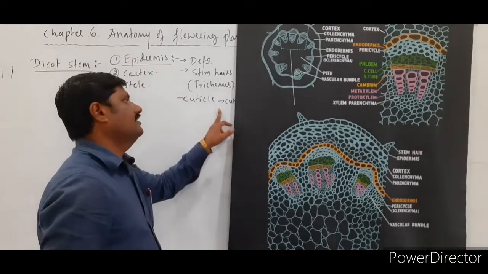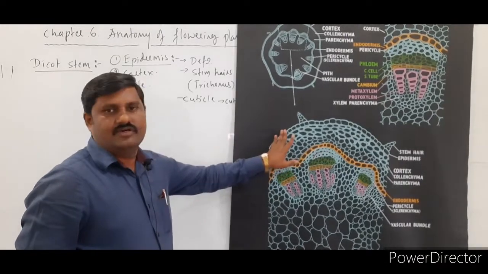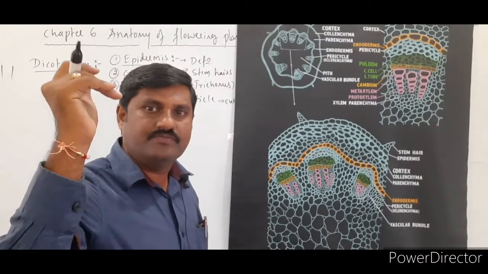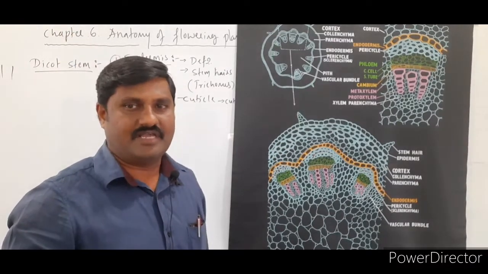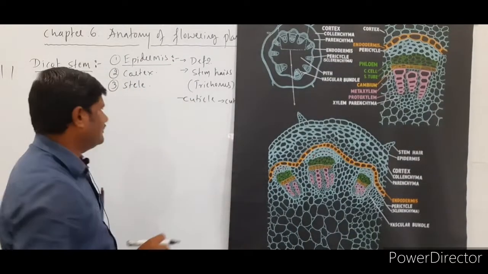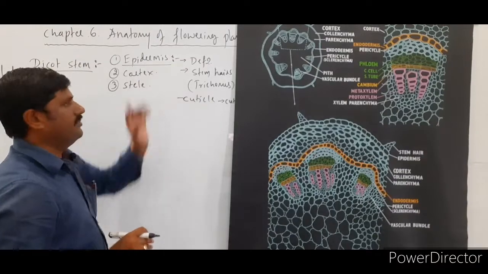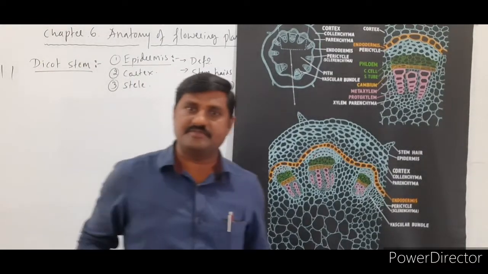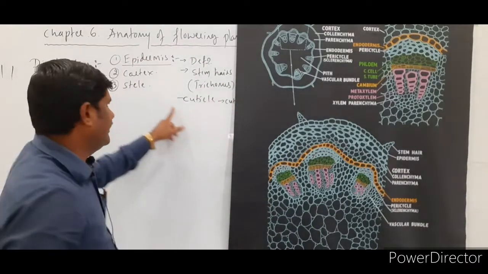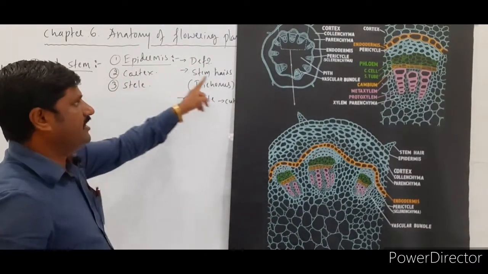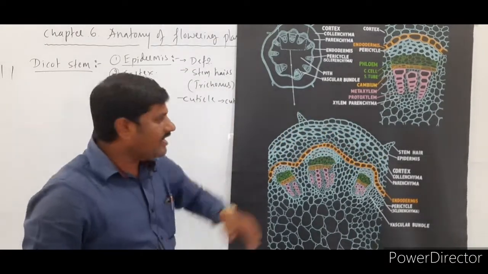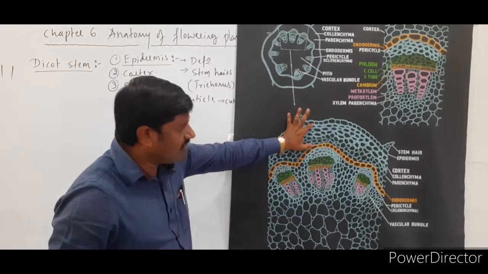If the cuticle is there on the epidermal cells, it does not allow the water to transpire out or go out of this stem. So the cuticle is sometimes present. This is about the epidermis, but the cuticle is totally absent in the case of roots. That point we noted here. So this is about the epidermis, and the epidermis is followed by the cortex.